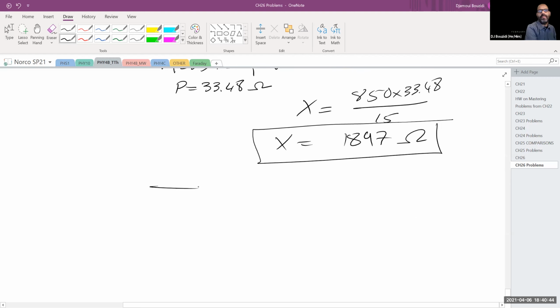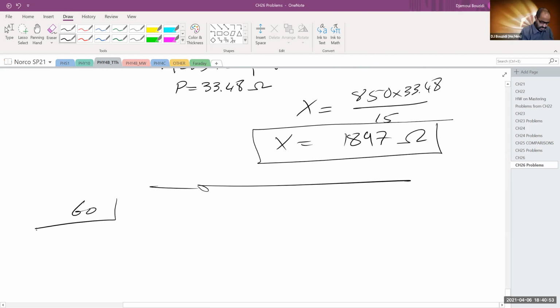Okay. Problem 60 now. We're doing fine on time. We still have plenty of time to do this problem, hopefully. Okay. Problem 60. What we have in here, let me draw the shape in here.